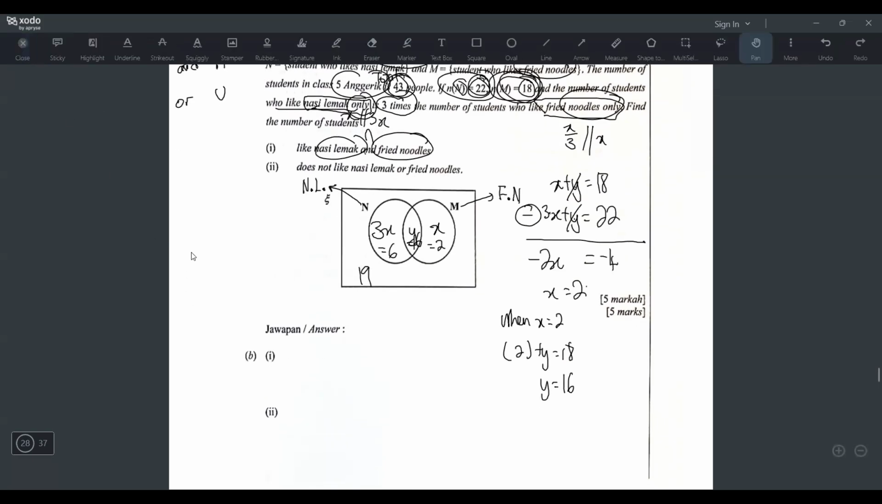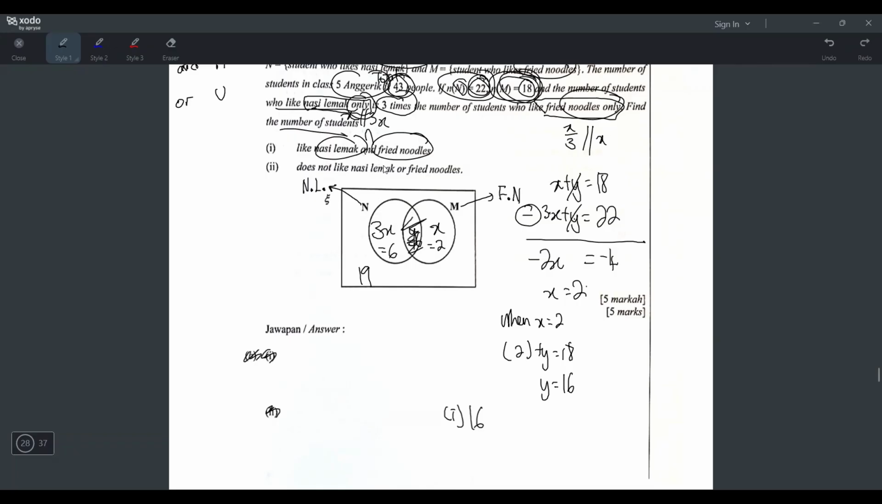After doing all this, I think now I can do the working for question 1 and question 2. Question 1, this is what? Find the number of students who like nasi lemak and fried noodles. And means intersect. So the number who like both foods is 16, right?